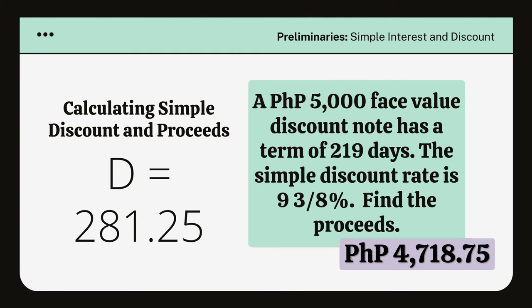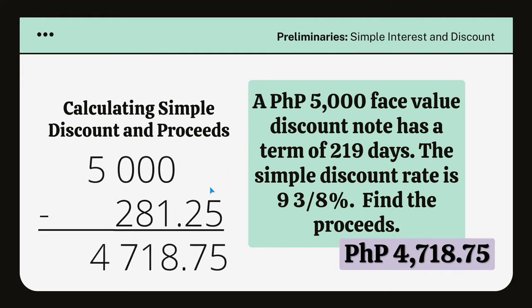Now, we're going to subtract this 281 pesos and 25 centavos from our face value or from our maturity value. Since ang hinahanap nga kasi natin is yung tinatawag na proceeds. Remember, kapag hinahanap natin ang proceeds, ang kailangan natin doon is ibawas yung discount sa ating maturity value. Okay? So when we do that, we will get 4,718 pesos and 75 centavos.